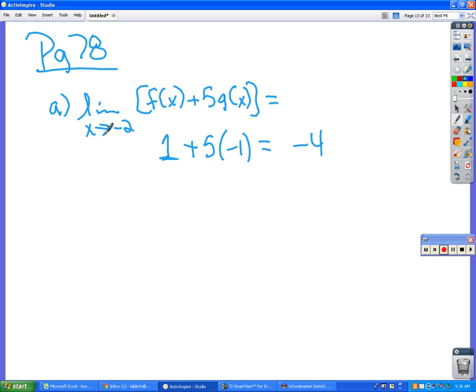The limit as x approaches -2 of f of x is 1. I'm looking at the graph. The limit as x approaches -2 of g of x is -1. We're okay with that? Okay? All right, how about the limit as x approaches 1 of these two things multiplied together? So what's the limit of f of x as x approaches 1?